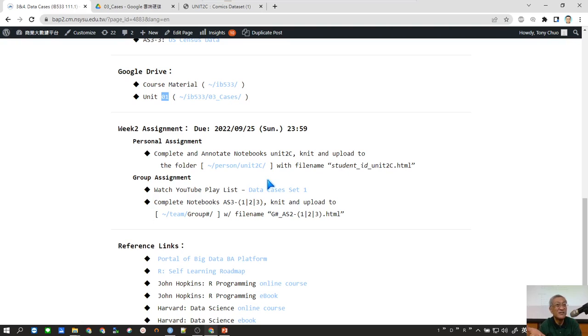So you can finish it and change the file name of the HTML with your student ID, okay, and then upload it here.